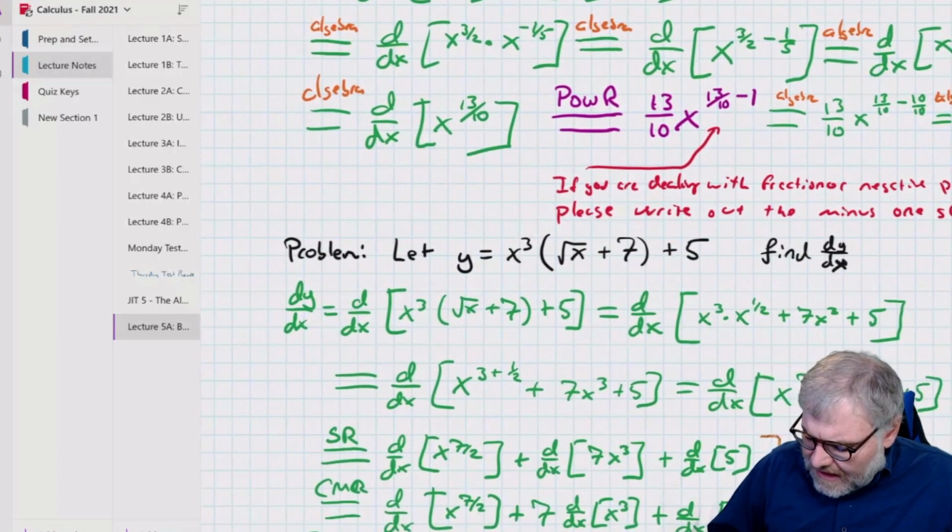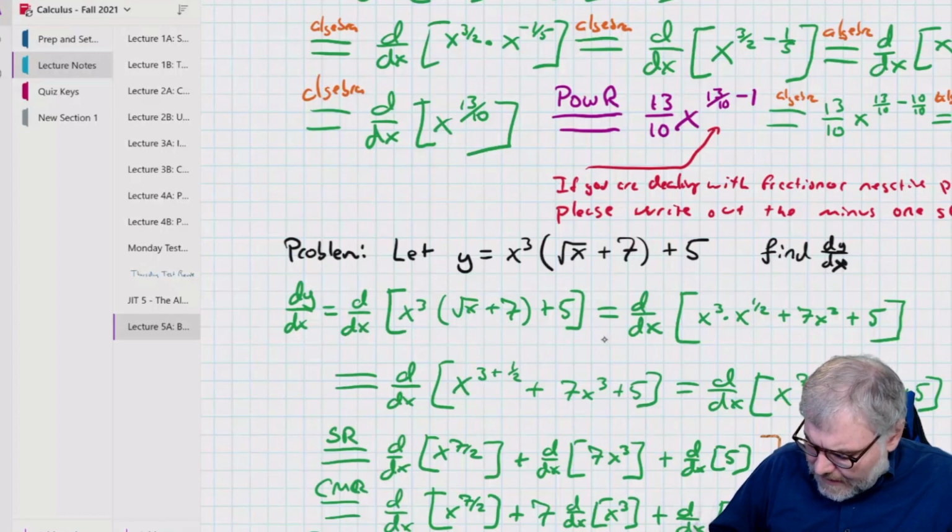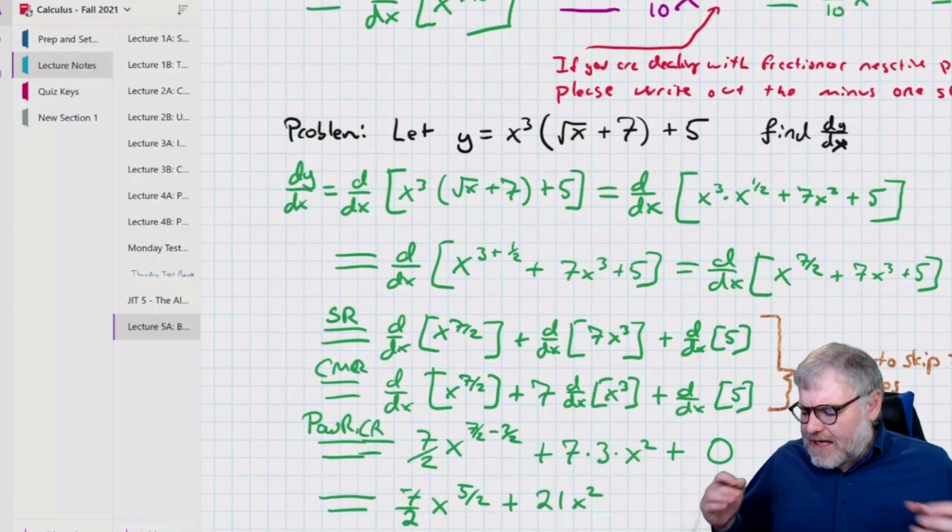Here's another one. I'm going to let y equal x cubed times the square root of x plus 7 plus 5. So what I'm going to do first is a whole lot of algebra. So this step here is algebra. I've restated the problem. Then I've taken this and multiplied it out and did some more algebra. Here I did some more algebra with the power. Here I've done more algebra. And now I'm going to break it up with the sum.